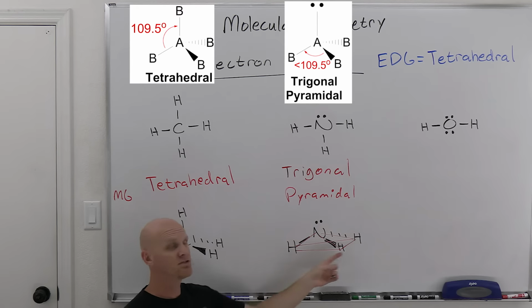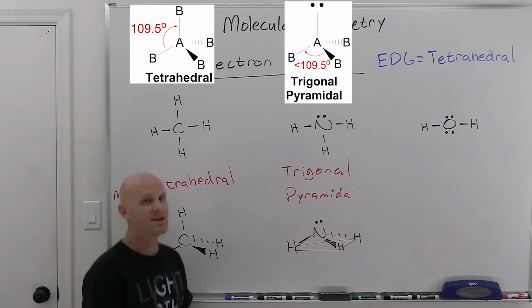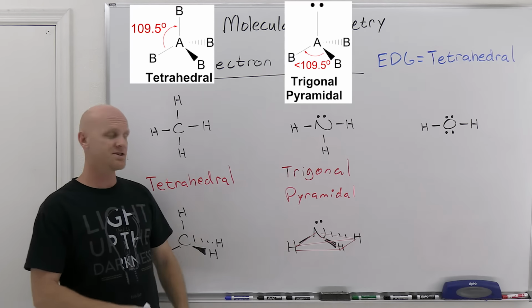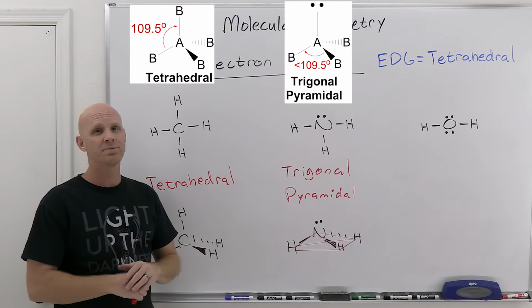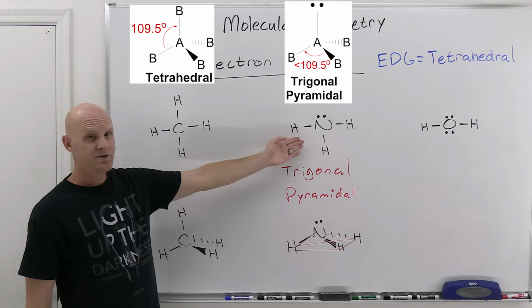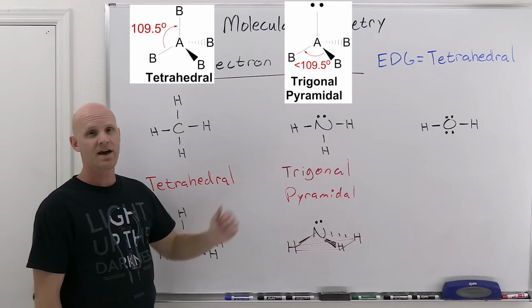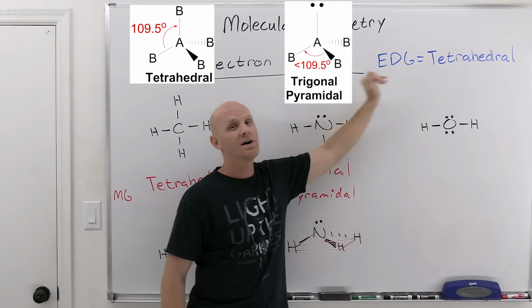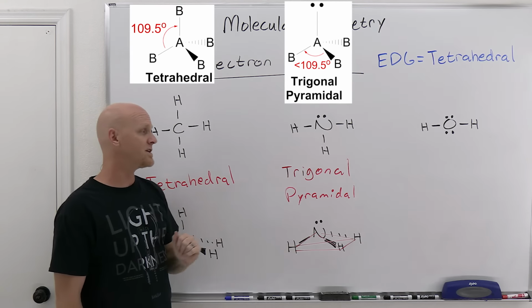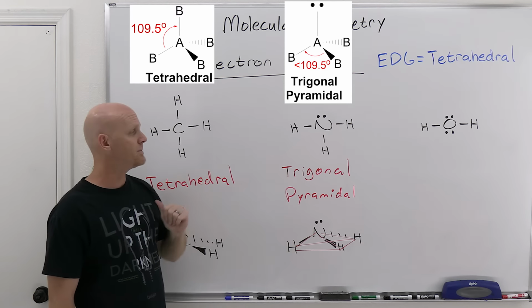And so it's a triangle-based pyramid, but again, it's not a perfect tetrahedron because it's not the same in all dimensions. It's kind of like a flattened pyramid, if you will. And again, we call that trigonal pyramidal. And so this is ammonia, it turns out, NH3. And if somebody says, hey, what is the electron domain geometry of NH3? You're supposed to say tetrahedral. But if somebody says, what's the molecular geometry? You're supposed to say trigonal pyramidal.